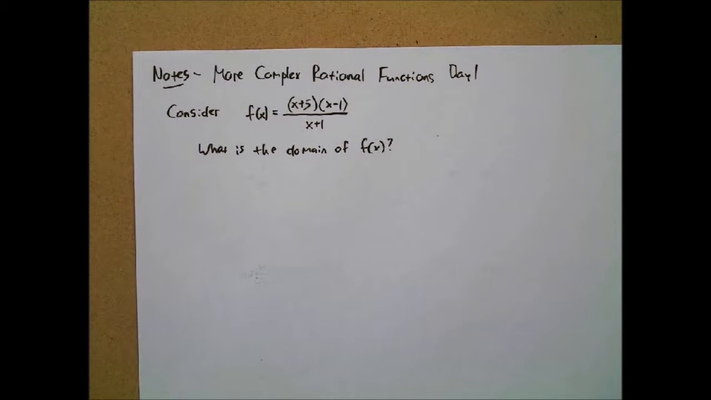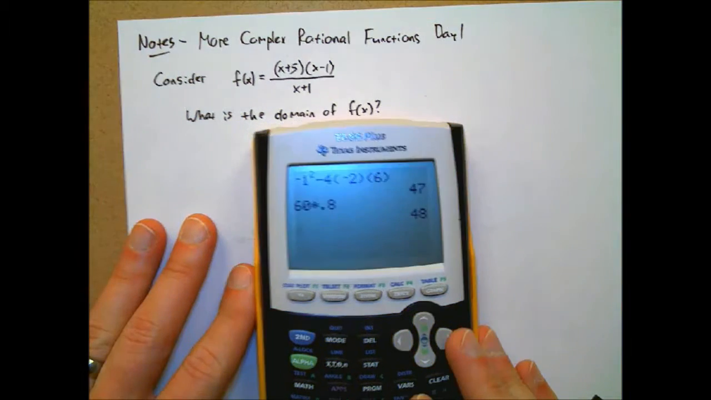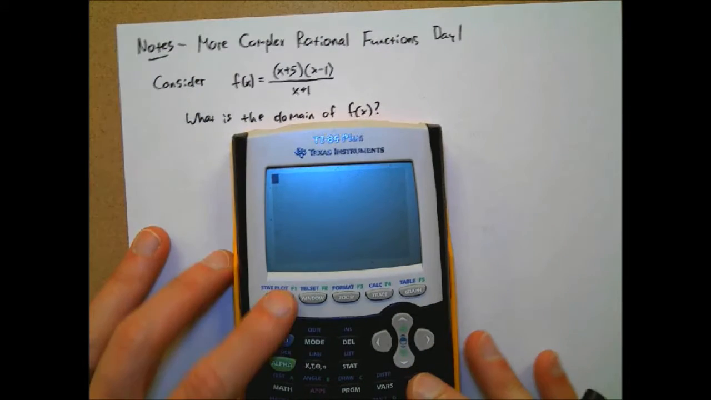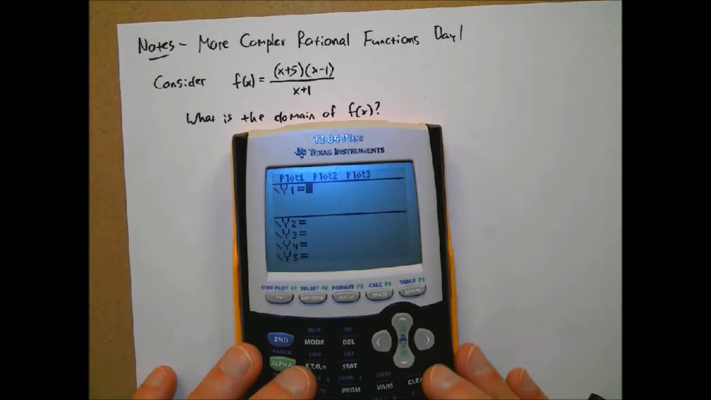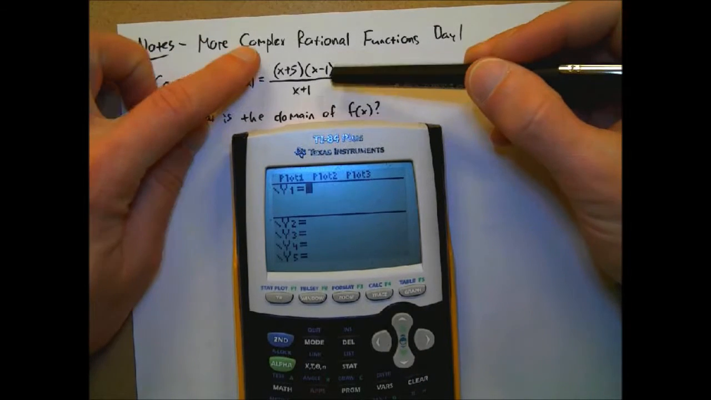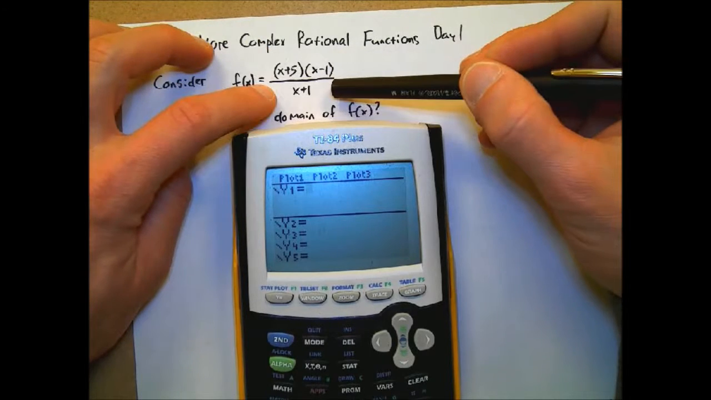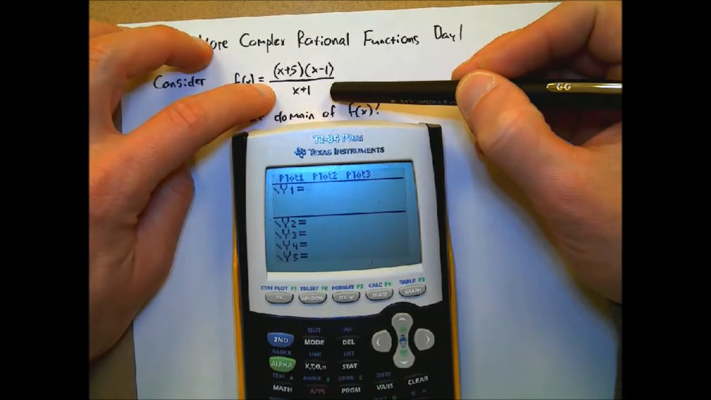Yeah, we could graph it. One option is we can just graph this thing. So let's graph it and see what we can see here. To type this into our calculator, we need to be kind of careful here. I would always encourage you with these rational functions to put parentheses around your numerator and parentheses around your denominator.